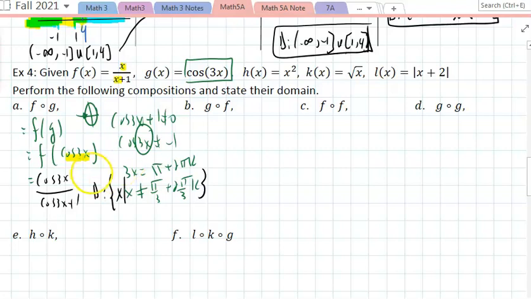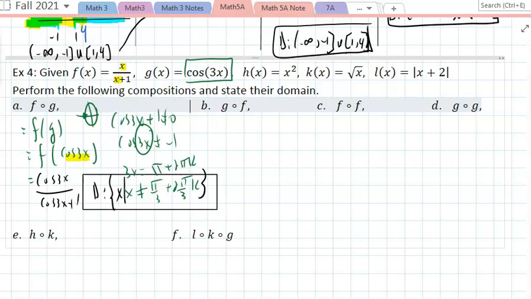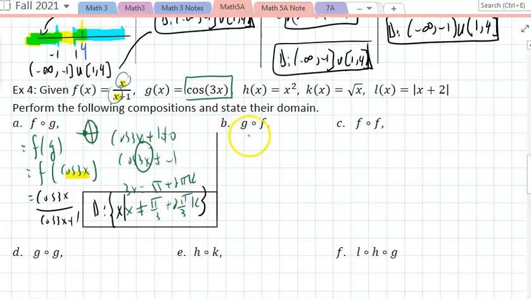And there it is. Next problem up, I would like to find g composite f of x and state its domain. That's g of f of x. F is actually x over x plus 1. Once I use that, I should know x cannot be negative 1.